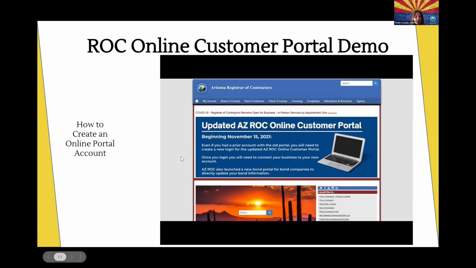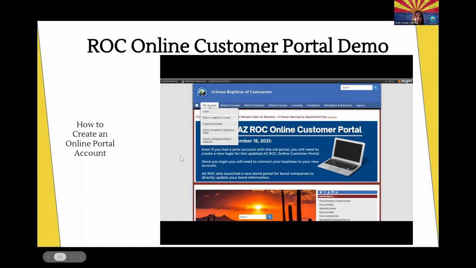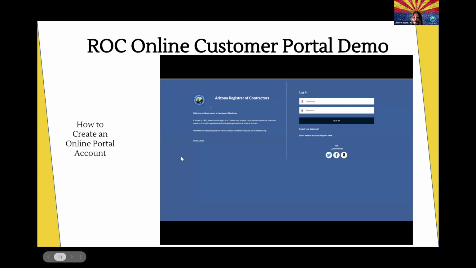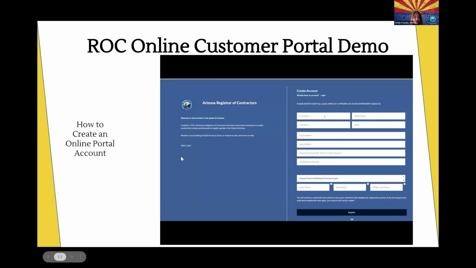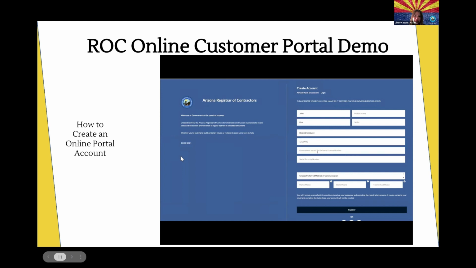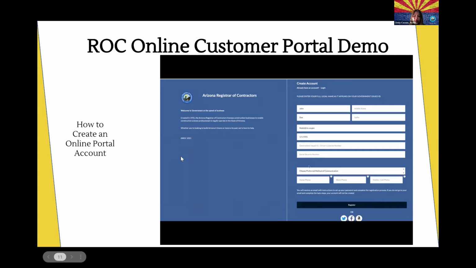If you're logging into the ROC Online Customer Portal after November 15th, 2021, you will need to create a new account even if you previously had one. Click the Register Here button to create your account. Next, you'll need to add your name, email address, date of birth, government-issued ID number, social security number, a preferred method of communication, and a phone number.